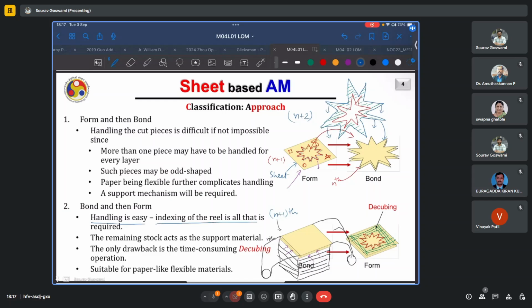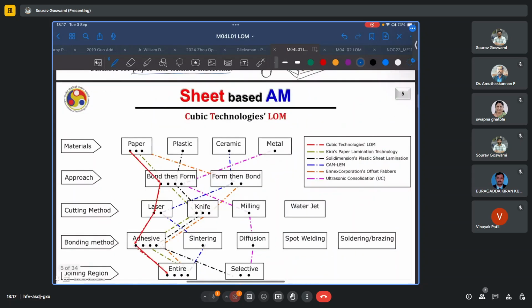The drawback comes in terms of the production times. The decubing operation is perhaps the rate determining step or the slowest step. Additionally, you must account for the time that is required for this decubing or grid cutting operations. And it is especially suitable for paper-like flexible materials which cannot support their own weight or which flail under the action of gravity.